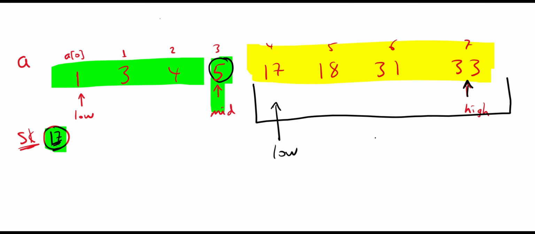again. So what is mid? Mid is equal to high, it is 7, plus low, it is 4, over 2, which is equal to 5. Don't miss a point here. This is integer division, okay? So that's why it is 5. If mid is equal to 5, then mid will point here.